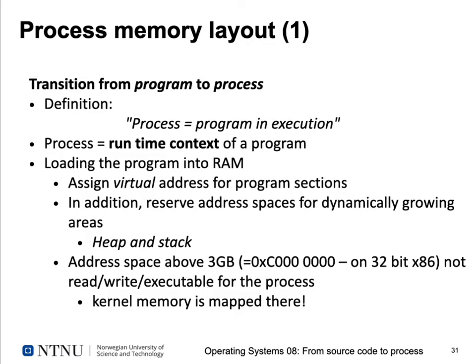As we've seen, the address space above 3 GB, or the hexadecimal address C000 0000, is not readable, writable, or executable by the process, because that's where our kernel virtual memory address space resides.